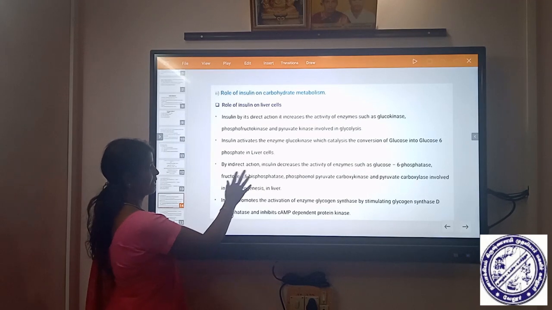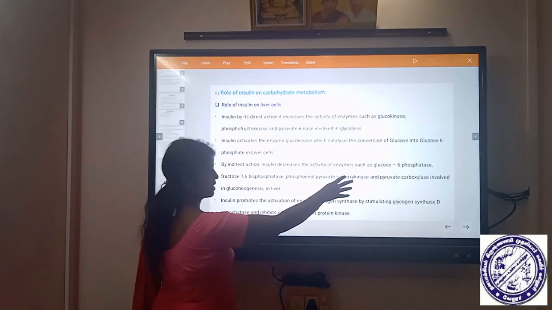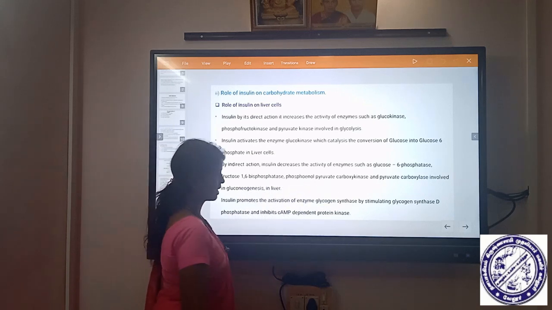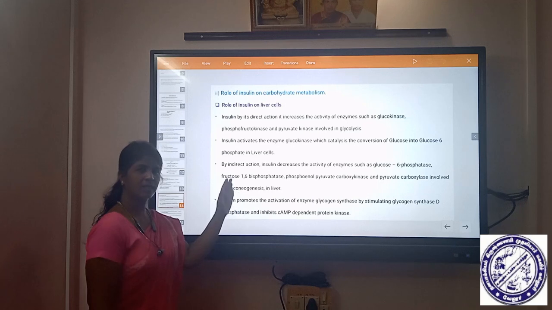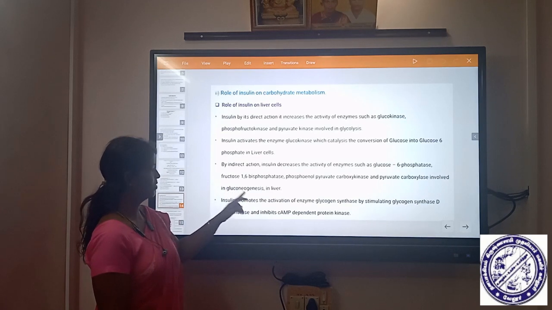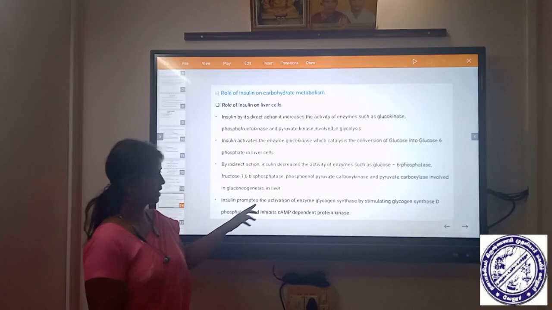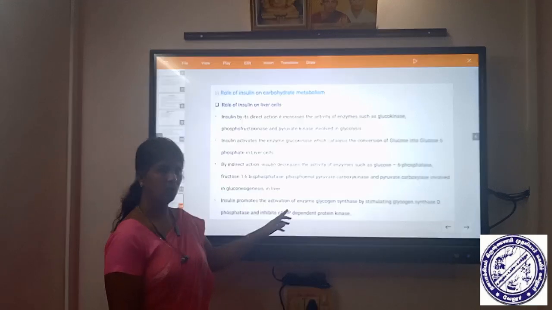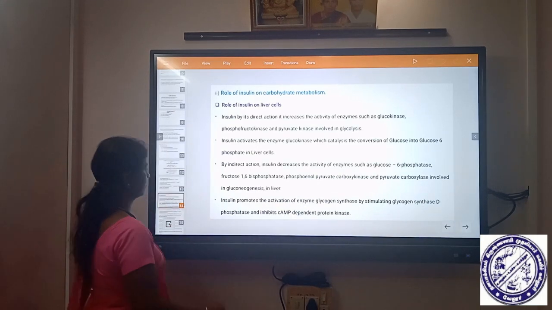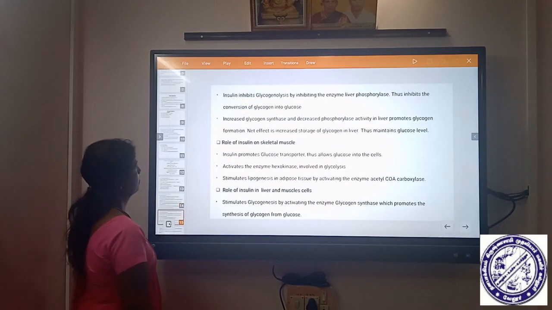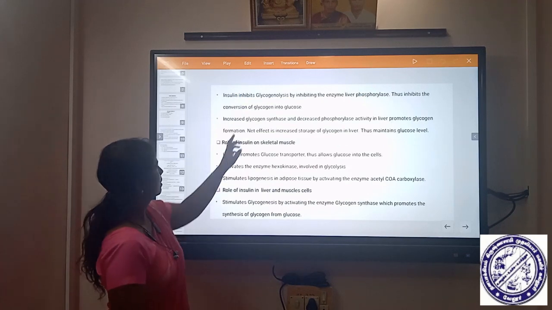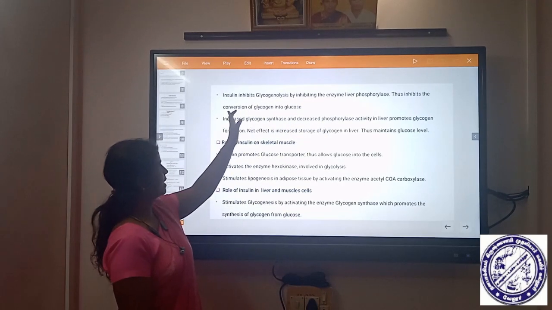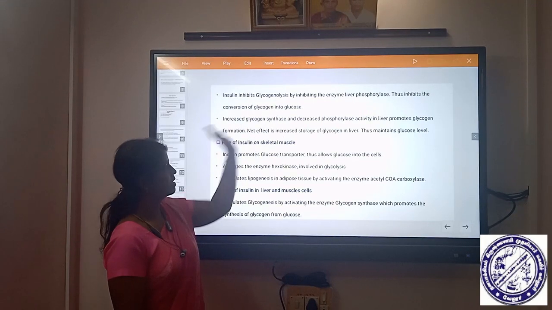By indirect action, it decreases the activity of enzymes like glucose 6-phosphatase, fructose 1,6-bisphosphatase, phosphoenolpyruvate carboxykinase and pyruvate carboxylase, which are other key enzymes present in gluconeogenesis. Then it promotes the activation of the enzyme glycogen synthase, by which glucose is converted into glycogen and stored in the liver. Then it inhibits glycogenolysis by inhibiting the enzyme liver phosphorylase. Thus, the conversion of glycogen into glucose is inhibited.